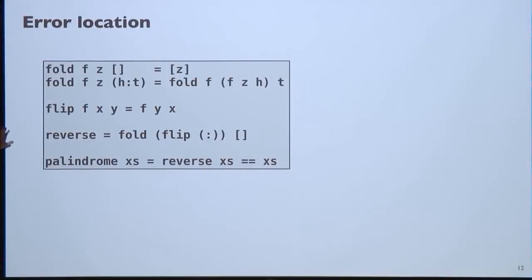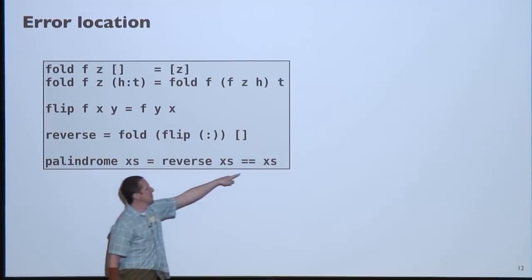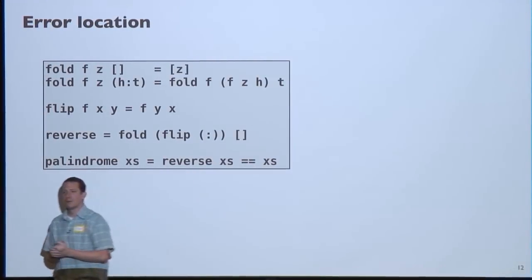All right, so here's an example of a program. So there's no variation in this program. This is just a plain Haskell program that exhibits this problem. OK, so at the top here, we've got a definition of the fold function. So this is a left fold. We've got flip, which flips the order of its arguments. We've got reverse, implemented in terms of fold and flip. And then finally, we have a function palindrome that checks to see if a list is a palindrome by checking whether the original list is equal to the reverse of the list. Does anybody see the bug in this program?